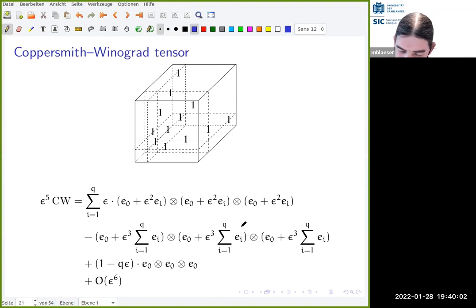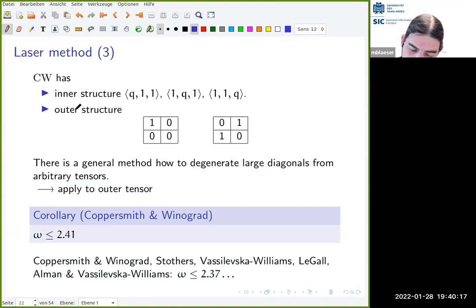And then Coppersmith and Winograd played essentially the same game as Strassen. I don't want to go into the details too much. The tensor is more complicated. There's now a third layer glued to the bottom. And this makes the situation a little more difficult, because the outer structure is not a matrix multiplication anymore, but this tensor here, which we saw in the beginning, of polynomial multiplication modulo x squared. The contribution by Coppersmith and Winograd was to give a general method for degenerating a large diagonal out of an arbitrary tensor. They applied this and got 2.41. And they also applied it to the second power of the Coppersmith and Winograd tensor.